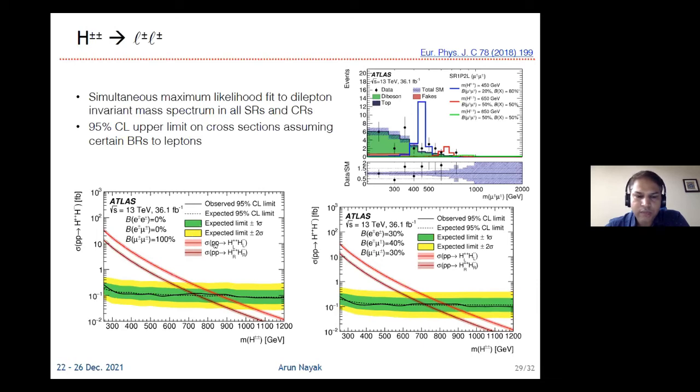2 different production modes, HL or HR production modes, so right-handed or left-handed ones. They have different cross sections. Sorry, I'm getting confused. What is left-handed and right-handed for H plus? I mean, it's a scalar object.